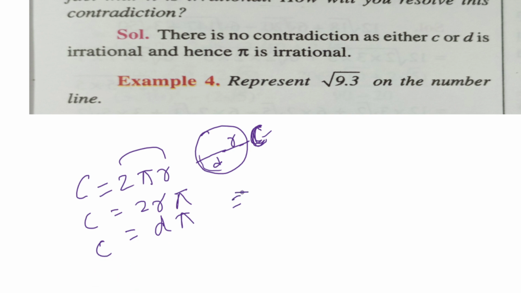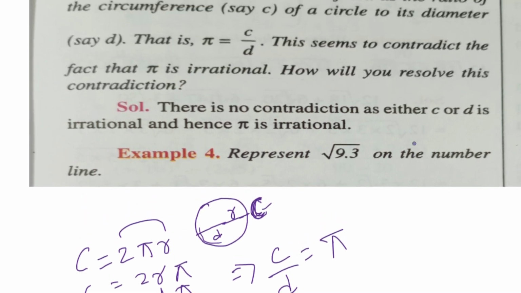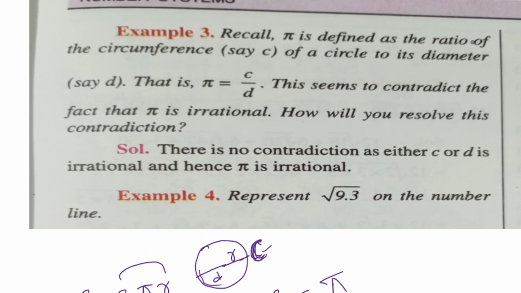Okay, that is C by D will be my pi. So pi is C by D. C is circumference, D is diameter. So this one they're talking about here, from geometry. Recall that pi is defined as the ratio of circumference of a circle to its diameter. So pi is the ratio C by D.